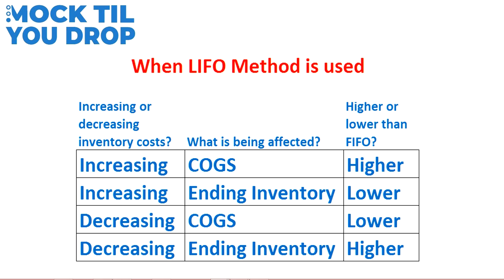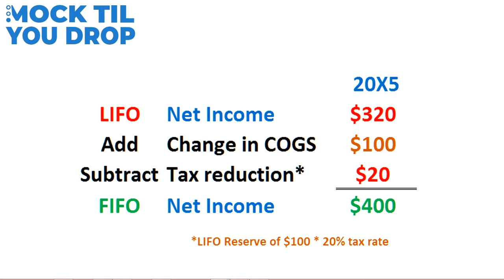The last thing we're going to go over is the conversion from LIFO to FIFO net income. Again, you want to think about this intuitively. If cost of goods sold under LIFO is higher than for FIFO, we can infer that the net income under FIFO is going to be higher. So let's go ahead and compute that.